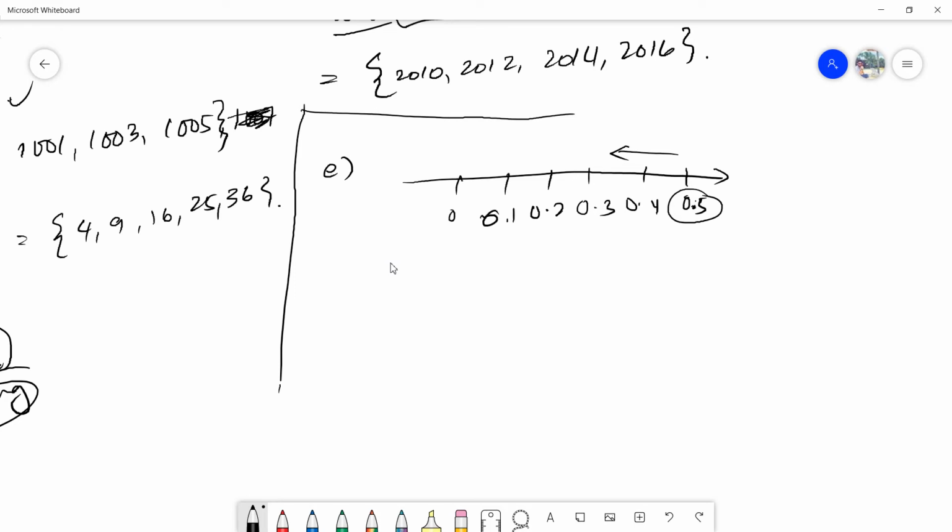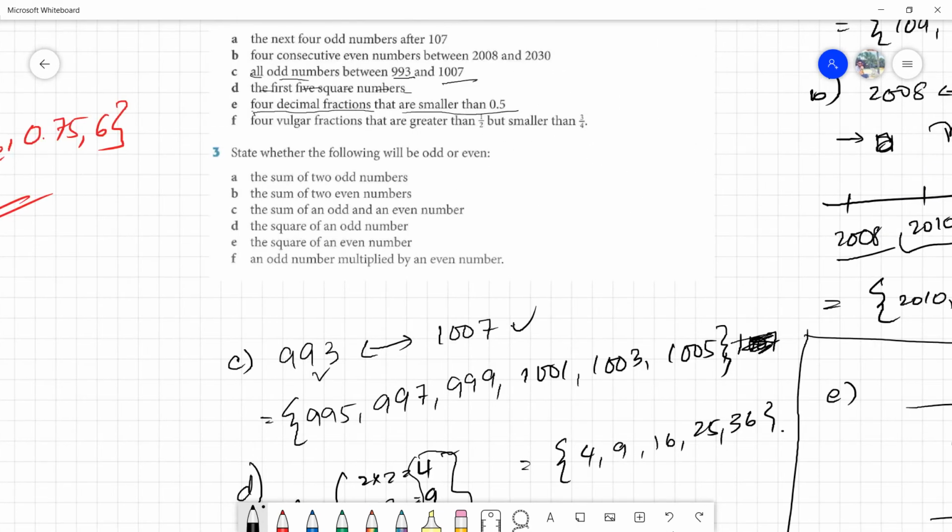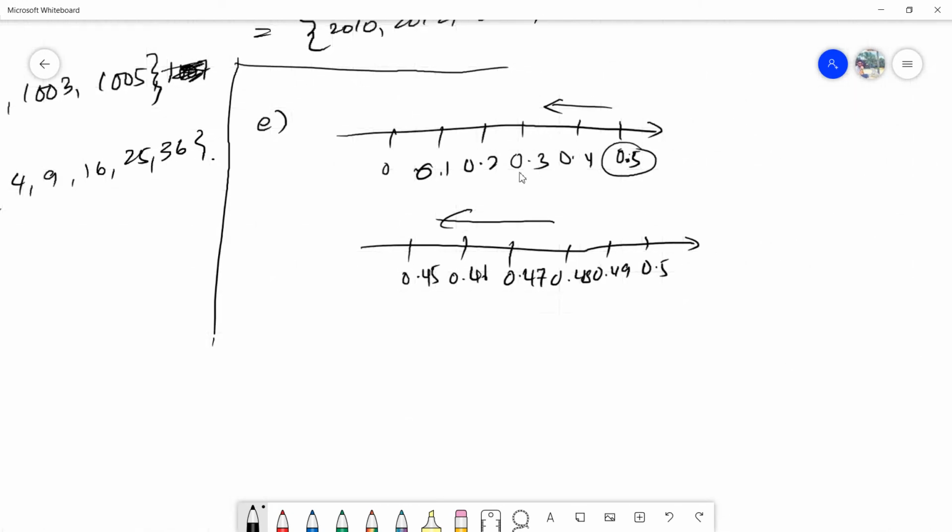Or you can also do it in this way. And this is 0.5. So you can write 0.49, 0.48, 0.47, 0.46, 0.45, and so on. Since our question just asked us to give 4 decimal fractions, you can give either of these. I'm just going to write the top one, 0.4, 0.3, 0.2, and 0.1. That's all.